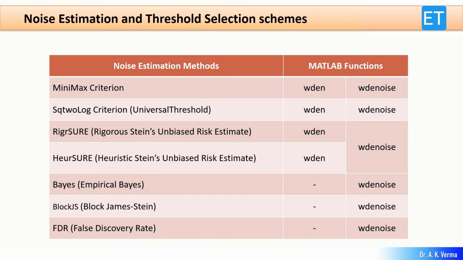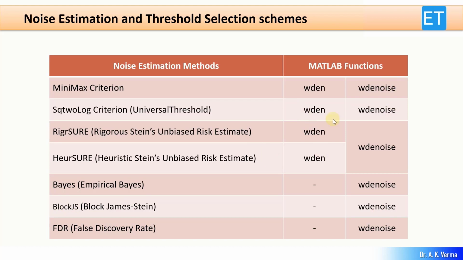We have some noise estimation methods like the minimax criterion, and square root log, which is known as the universal threshold. It is the most popular method. And then the Sure method, which is Stein's unbiased risk estimate. It has two forms, rigorous and heuristic. And then the Bayes method, and then BlockJS, and then false discovery rate, FDR.